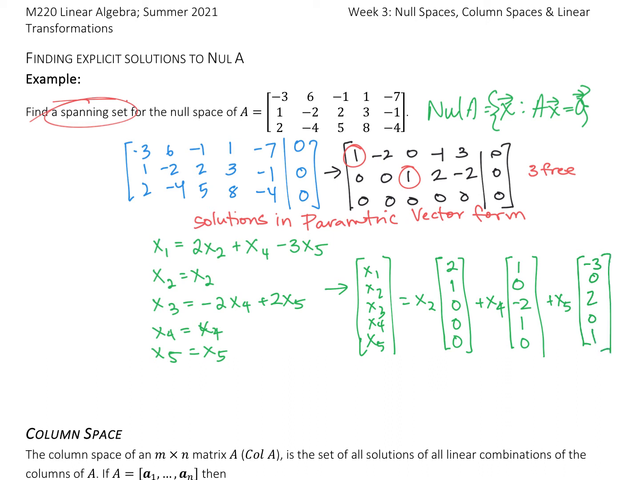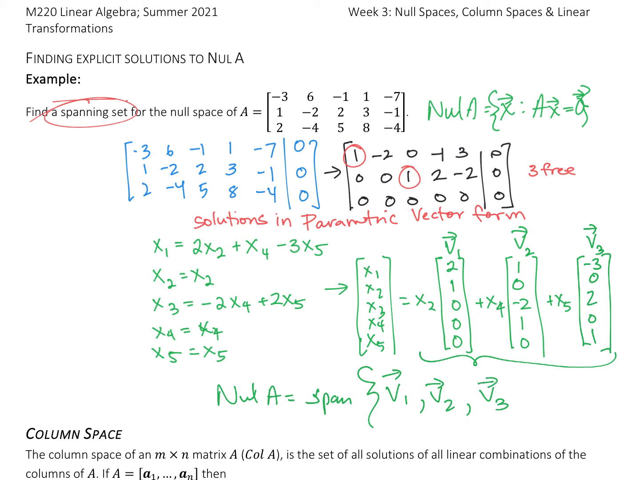So the null space here is the set of all solutions to this equation, and the solutions to this equation are, remember we talked about the linear combinations that make this true, which is also our span. So the null space of A is equal to the span of, I'm going to call these vector 1, vector 2, and vector 3 instead of rewriting them. So it's the span of vector 1, vector 2, and vector 3. So, ta-da!